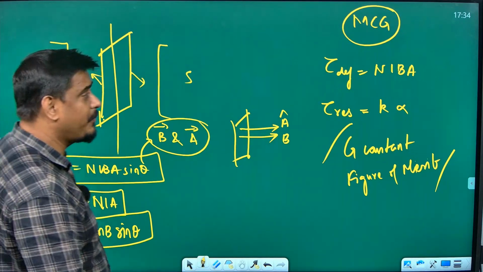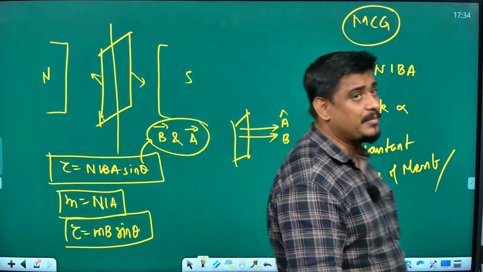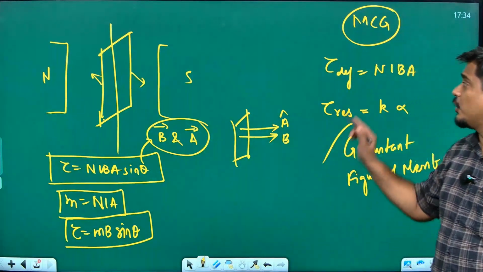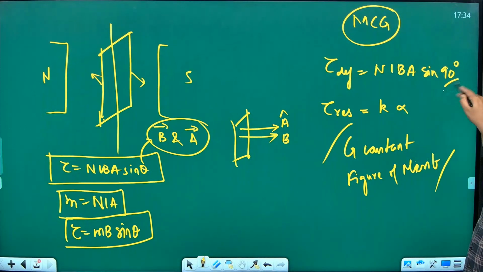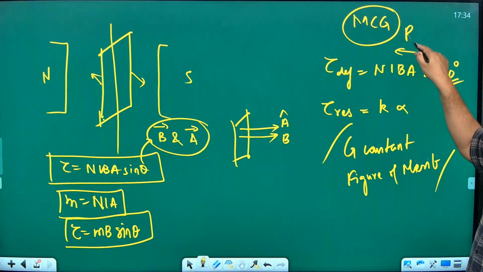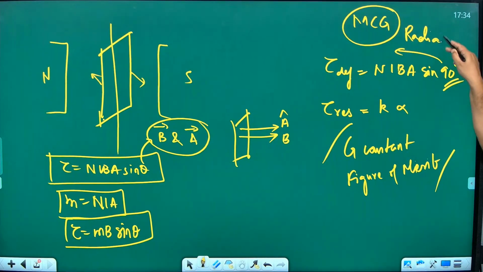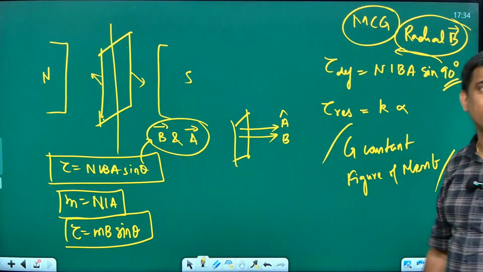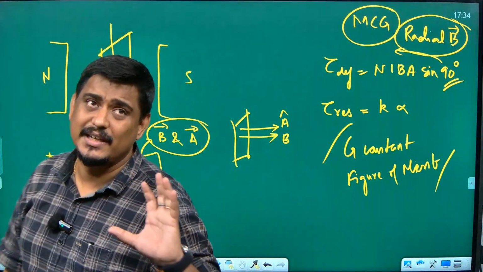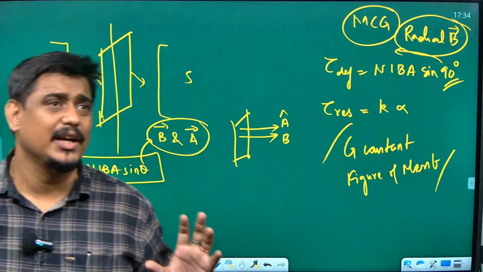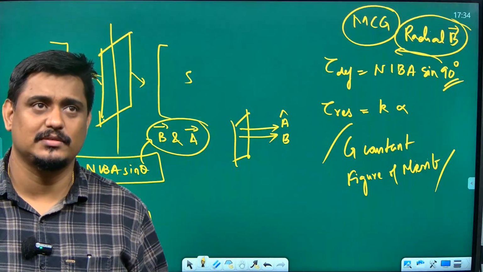And then a very important thing is, in MCG sometimes they may ask you how they make sure that theta is always 90°. By using what magnetic field? Radial magnetic field. Remember this word, radial magnetic field. Radial magnetic field is provided. Why? It is provided to maintain theta as 90°. Only if theta is 90°, you will have maximum torque. Okay?